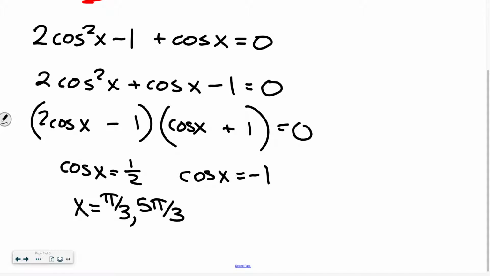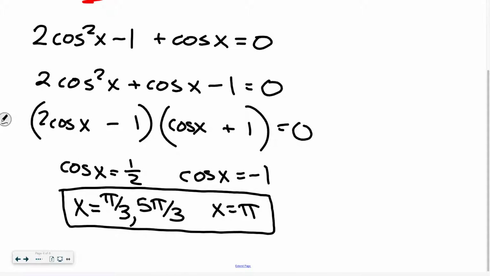And then what angle has a cosine of -1? Pi. We're going left 1. So there are 3 angles between 0 and 2 pi that have those cosine values.